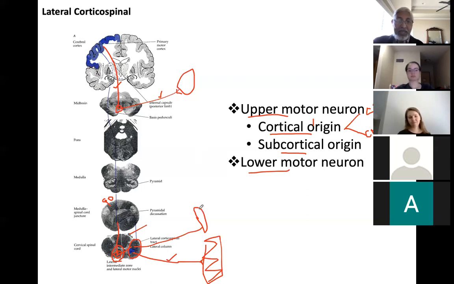So, and then again, I told you once, but let me repeat. Why some of the fibers, upper motor neuron, coming all the way to the spinal cord, or corticospinal fibers make corticospinal tract, why do others end up in the brainstem?